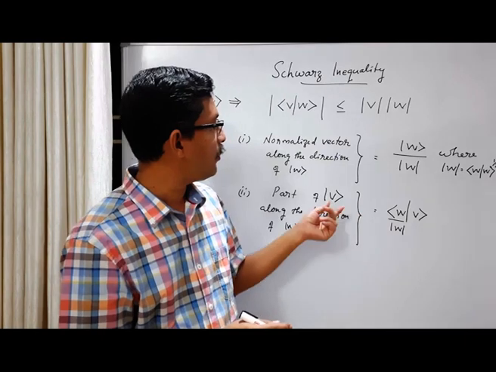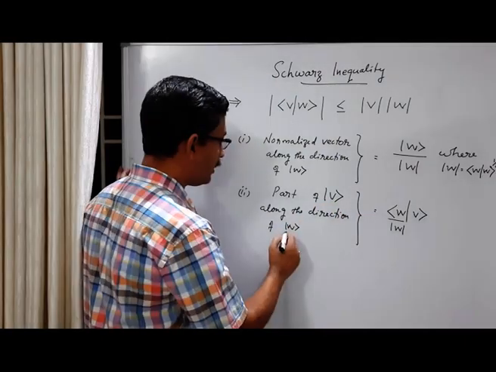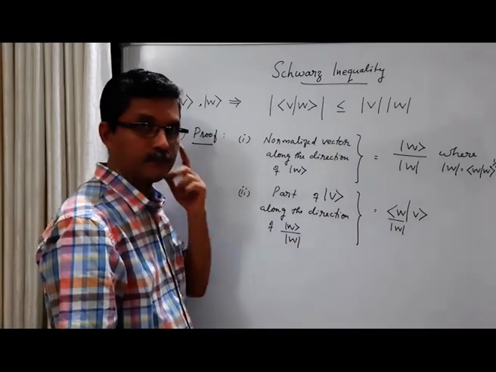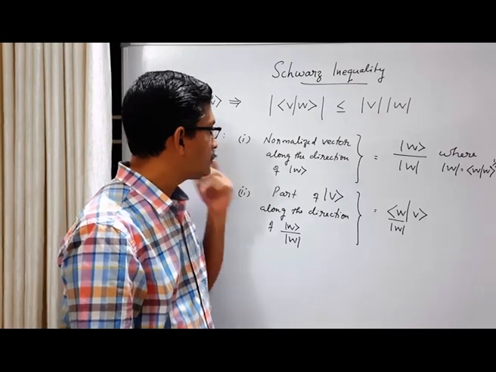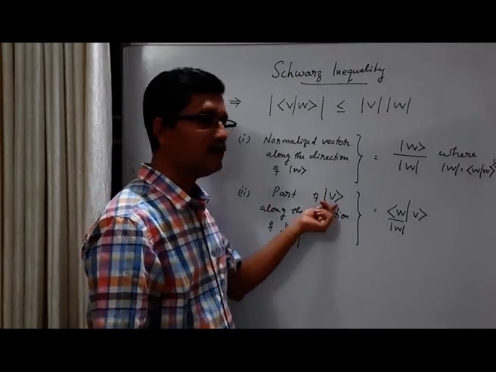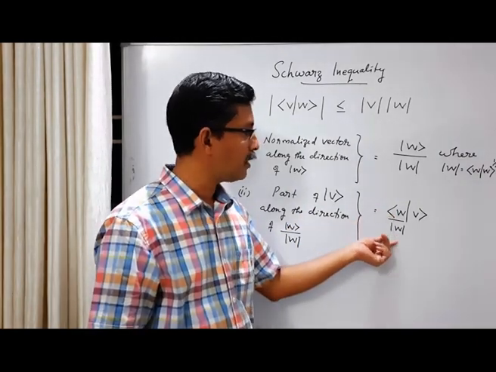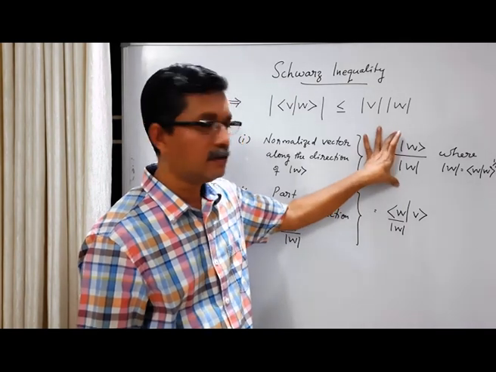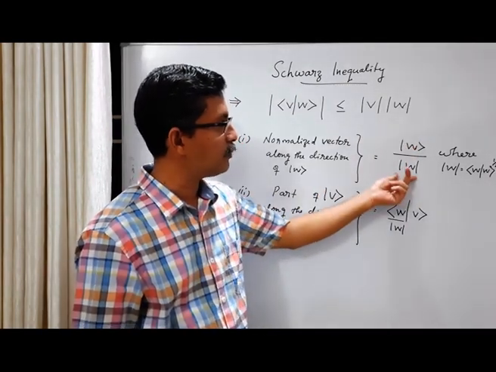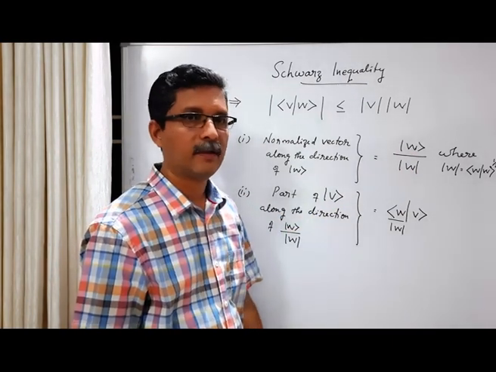So in order to get the component of v along the direction of ket w, maybe we can write ket w by modulus w, because this is our unit vector now. So along the direction of this unit vector, take the inner product between this unit vector and this general vector. That's what we have done here. Okay, bra vector w by mod w. This is the unit vector. See, we have just taken the bra vector of this one. So this part is a scalar, it will remain the same. We have taken this.